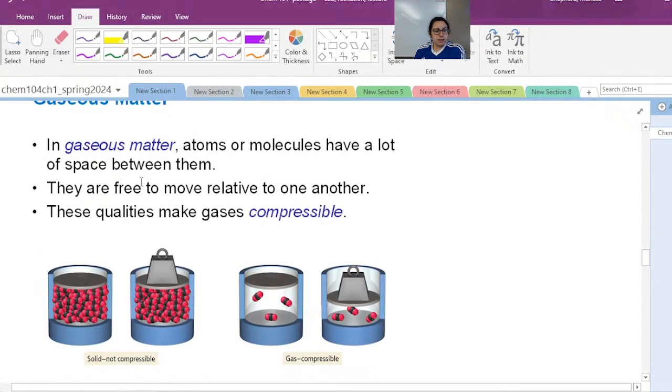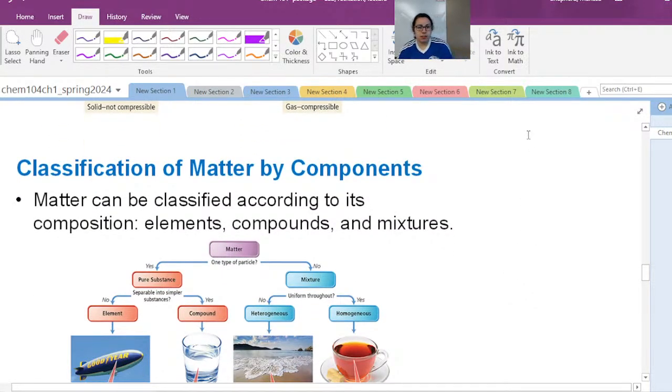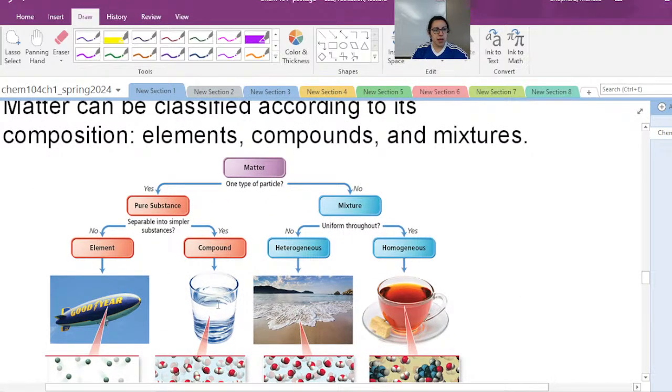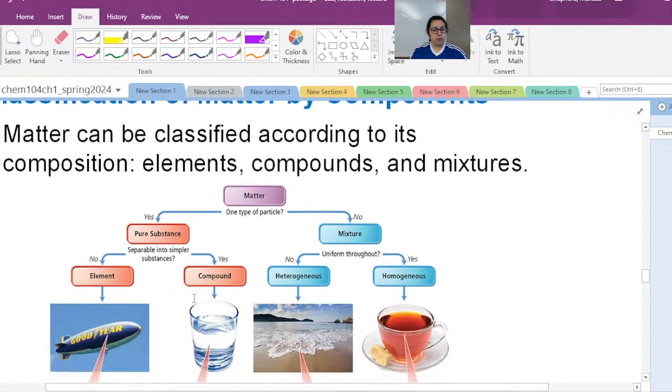And again, gaseous, so like we mentioned, they are compressible with our nice little graphic. So they're showing, right, solid, so we can't compress a solid or a liquid, but gases are. And so something else that we want to be able to do is identify matter and classify it. And so we have different ways to classify it. So element, compound, and mixtures. And so let's go through all this. So we have this flow chart.